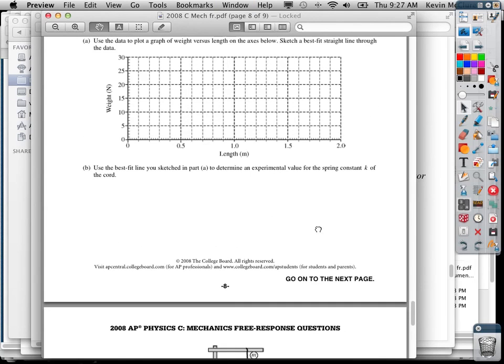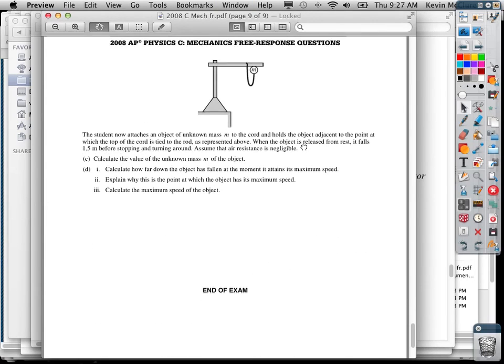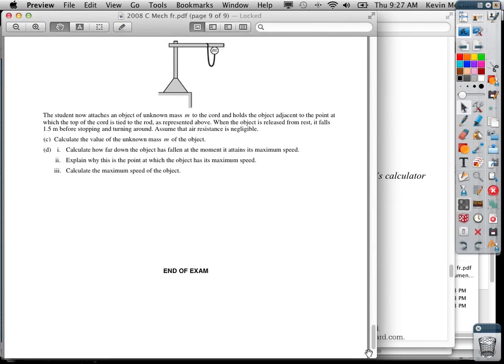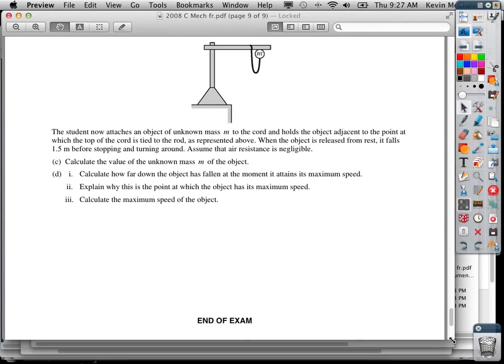All right, everybody cool with the first parts, A and B? All right, so then we go here. Now we get the bungee jumping problem. This is still the same problem. So this gets dropped. The student attached the object and holds it. When the object is released from rest, it falls 1.5 meters before stopping and turning around. Assume the air resistance is negligible. So they're saying the total stretch plus the original length is 1.5 meters. Calculate the value of the unknown mass m of the object.